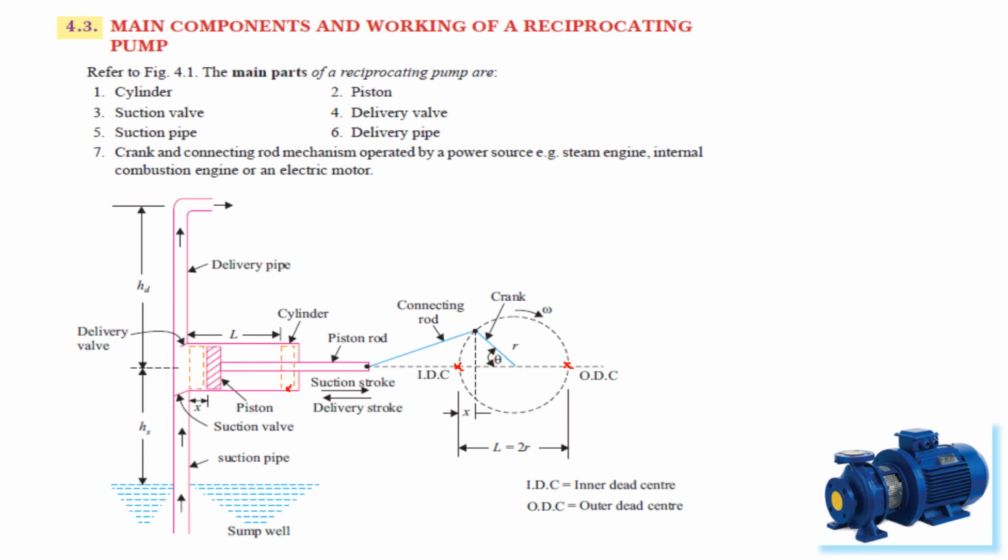The distance from the surface of the water level to the midpoint of the cylinder is known as suction head, and the midpoint of the cylinder to the level of delivery is called delivery head. The other major parts are a one-way suction valve and a delivery valve, placed in the suction pipe and delivery pipe respectively.